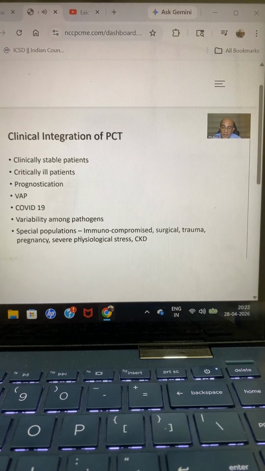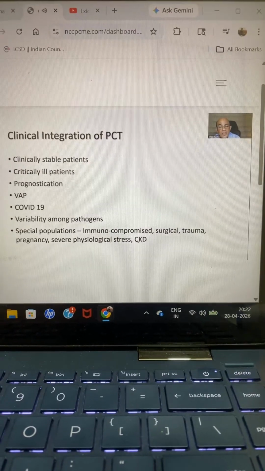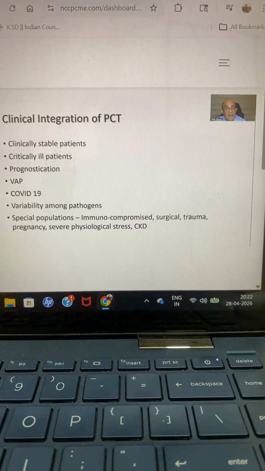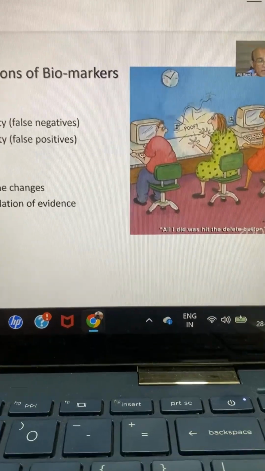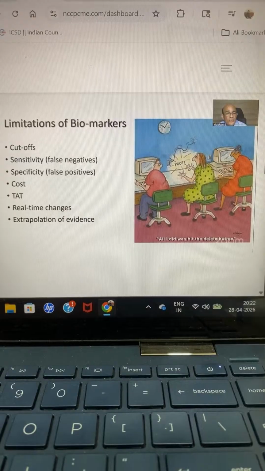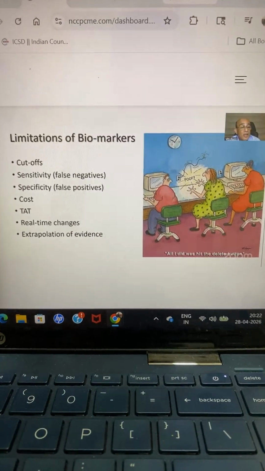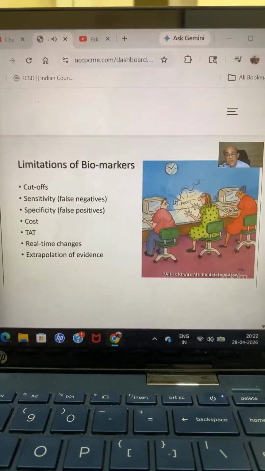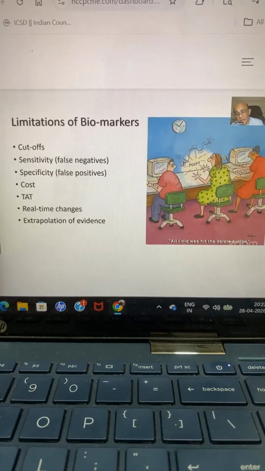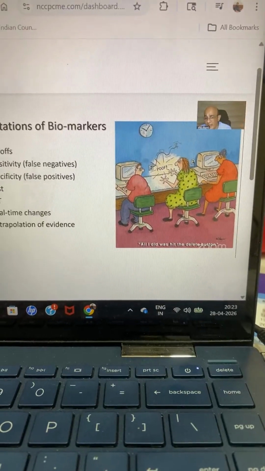In patients with chronic kidney disease, the PCT is not cleared fast. So in patients with renal insufficiency, please be careful when you interpret PCT values, especially if they are high. Lastly, limitations of biomarkers. We don't have well-defined cutoffs. There are a lot of false positive and false negative reasons. The cost of the test is high. Turnaround time may not be in 1 to 2 hours, which is going to make the difference. The real-time changes are difficult to follow in the real world, and extrapolation of evidence to special populations is also lacking.